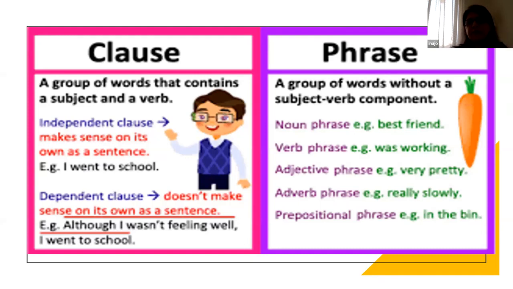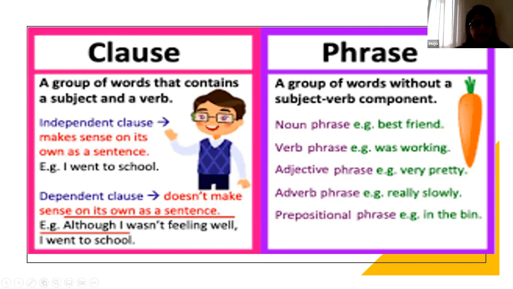As we have learned, in a clause there is always a subject and a verb. For example, let's say we take this example: I went to school. So here the subject is I, went is your verb, and to school becomes your object. All right. So a group of words that has a subject and a verb is called a clause. Whereas in a phrase there is no subject-verb component.